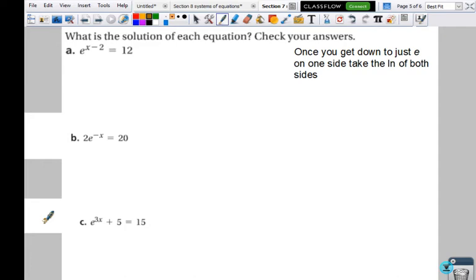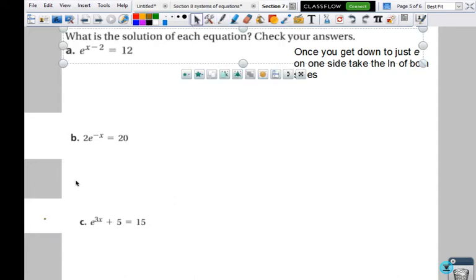Okay, so we are going to go through and actually solve when we have variables as our exponents. Let me see if I can make these a little bigger first.